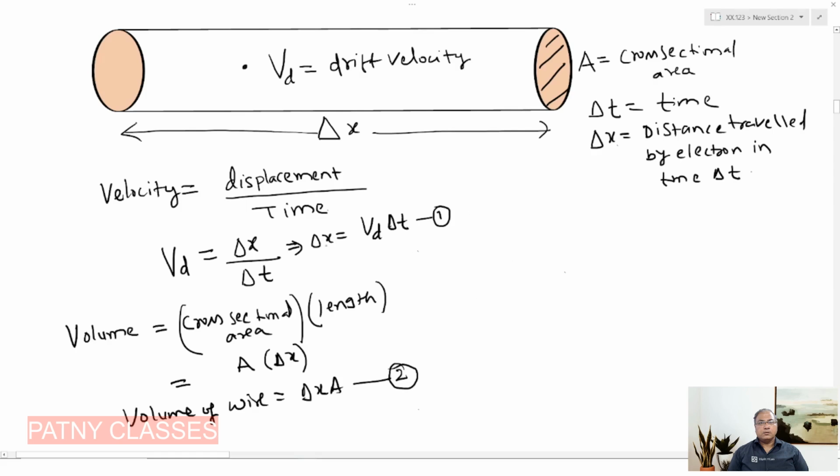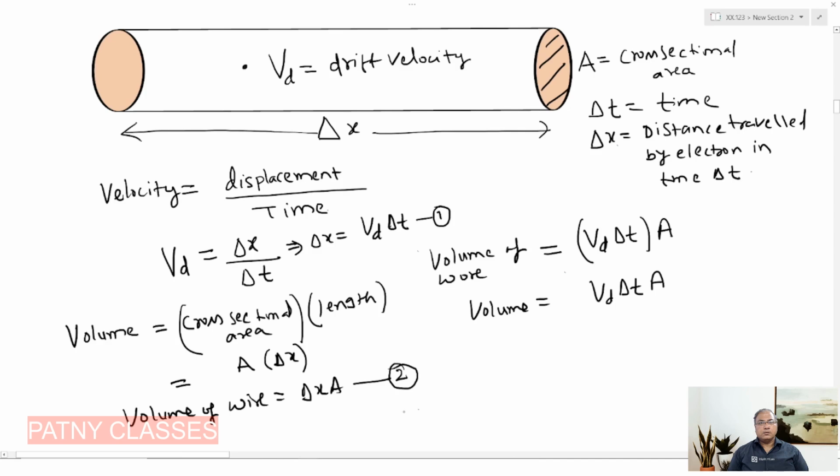But from equation 1, delta x is nothing but Vd into delta t. Therefore, the volume of the wire equals delta x, what is delta x? Vd into delta t, and into A. Therefore, the volume of the wire is nothing but Vd multiplied by delta t multiplied by A. Call it equation number 3.